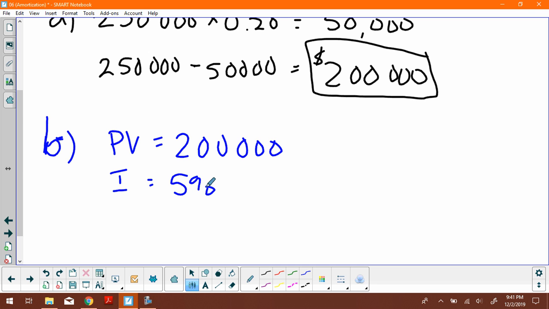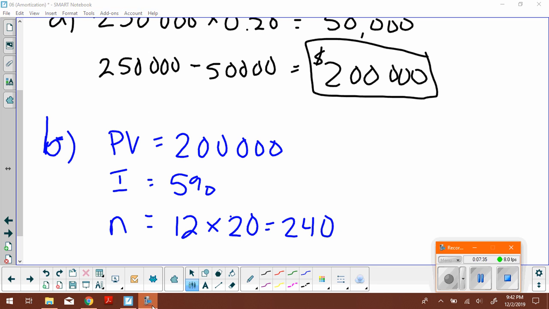For the TVM solver, you don't have to make any changes to the calculation. Our number of compounds is going to be 12, right? It's monthly payments usually, times the number of years. This is going to be a 20-year mortgage, so it's 240. Now we're going to switch over to the TVM solver.